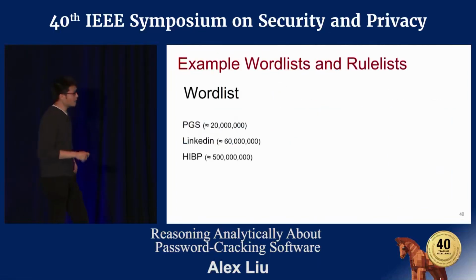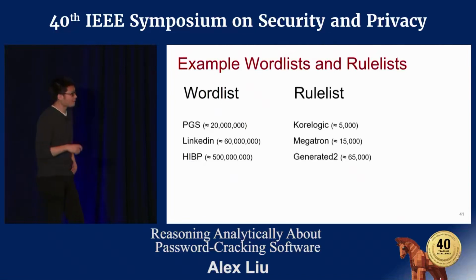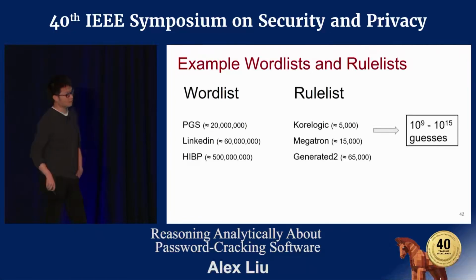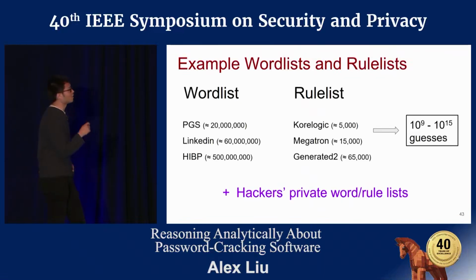So what do word lists and rule lists look like in practice? A word list might have 20 million words or 500 million words, while a rule list could have 5,000 rules or 65,000 rules. And with a typical configuration like this, you'll get anything from billions of guesses, trillions of guesses, to quadrillions of guesses. But the lists here are just what we as researchers use. Evidence has shown that hackers have their private word lists and rule lists that are likely to be much better than what we have. And right now, without investing huge resources, it's impossible for researchers to catch up with the lists hackers have. Unfortunately, we make it possible.